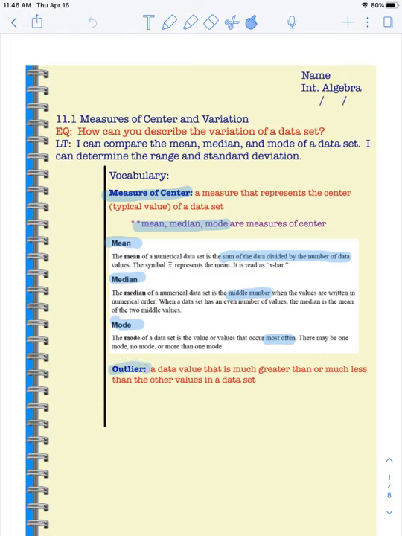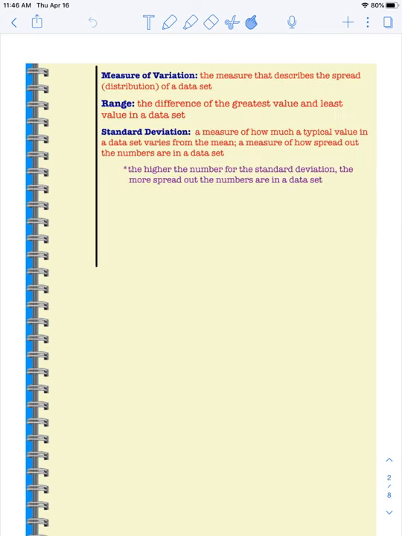And an outlier, we've actually talked about earlier this year, is a data value that is either much greater than or much less than the other values in the data set. And a little bit more vocab. The measure of variation is the measure that describes the spread or the distribution of a data set. And the range is the difference of the greatest value and the least. So it's the highest number minus the smallest number. And then standard deviation is a measure of how a typical value in the data set varies from the mean.